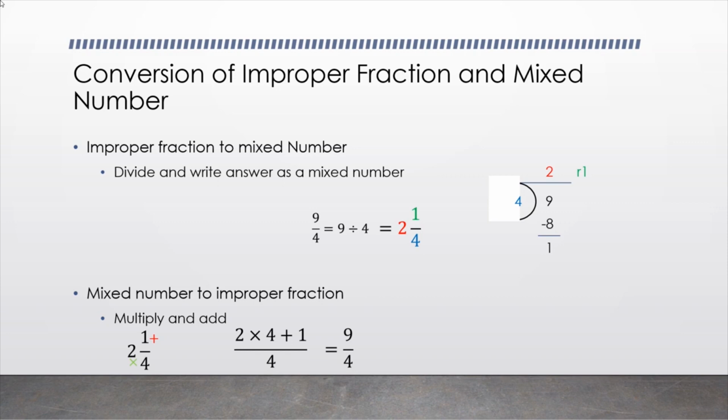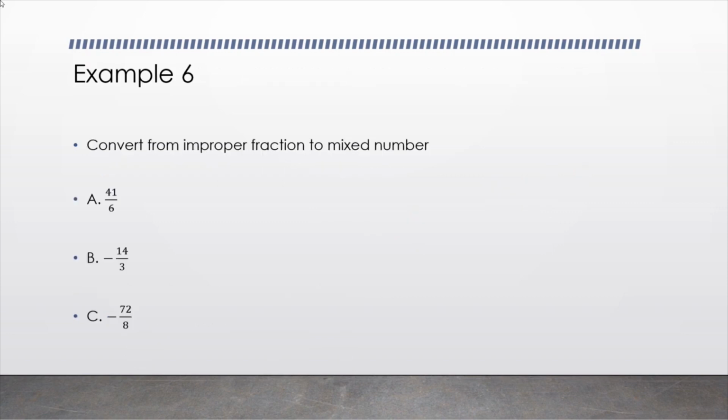Now let's look at some examples. With 41 over 6, you just divide. 41 divided by 6 gives you 6 with a remainder of 5. I'm not going to work these out with long division. And so you can rewrite that as 6 and 5 over 6.